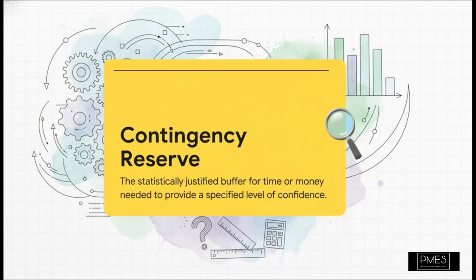And here it is, the single biggest payoff of this entire process. We can finally calculate the exact contingency reserve we need, both in time and in money. We are officially done with guessing. We now have a statistically justified buffer that we can present to our stakeholders and say, this buffer gives us an 85% level of confidence, or whatever the number is. It's a total game changer.